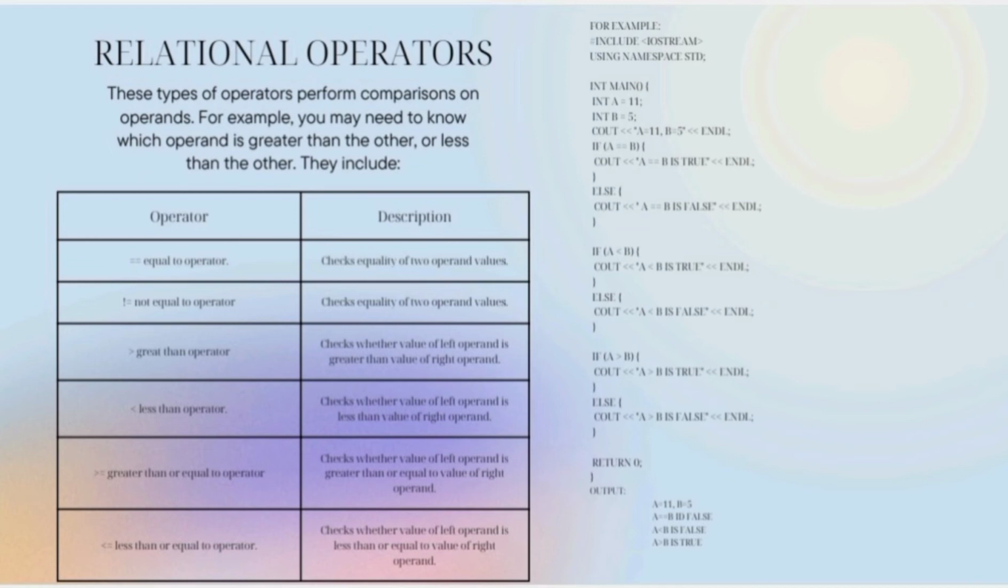if (a < b) cout << "a < b is true" << endl; else cout << "a < b is false" << endl; if (a > b) cout << "a > b is true" << endl; else cout << "a > b is false" << endl; return 0; } Output: a = 11, b = 5, a == b is false, a < b is false, a > b is true.